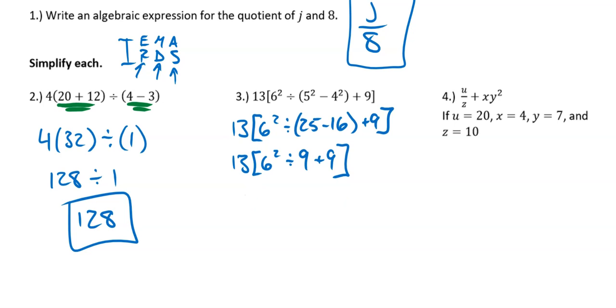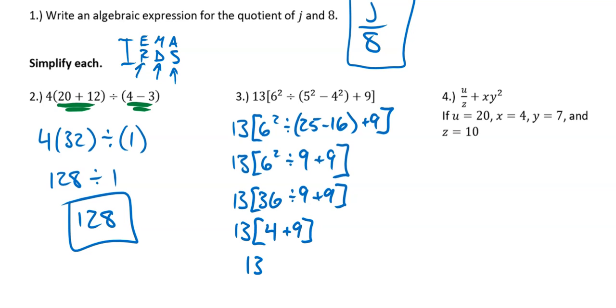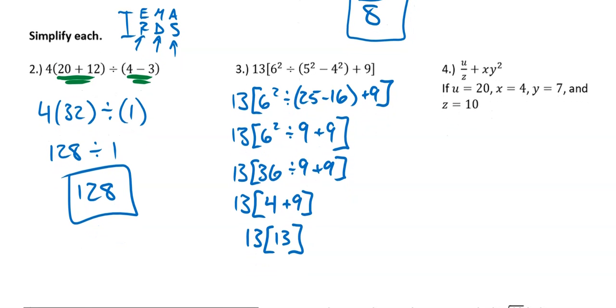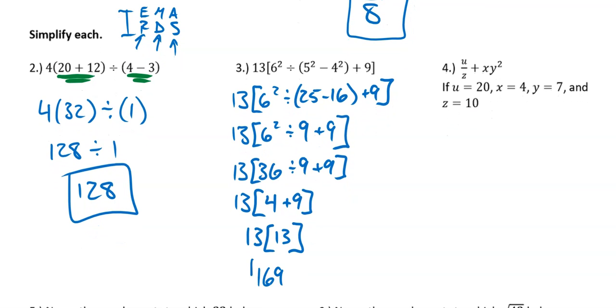And so again, within there, I still have to follow order of operations. So I have an exponent, I have division, I have addition. So I'm going to do the exponent next. Sorry, that's a 36. Next, inside those inclusion symbols, I do the division. Next, inside those inclusion symbols, I do the addition. And really, just like parentheses, when I don't see an operation written between that 13 and the bracket, it's multiplication. So that implies multiplication here. So that's a 169. Okay?